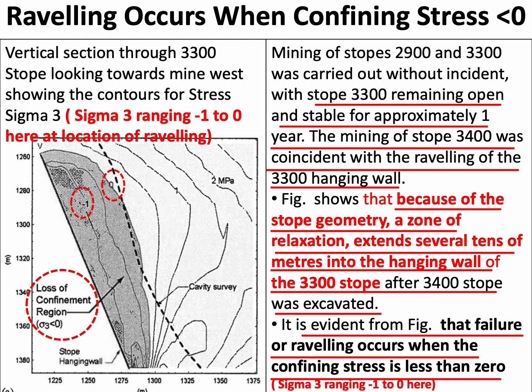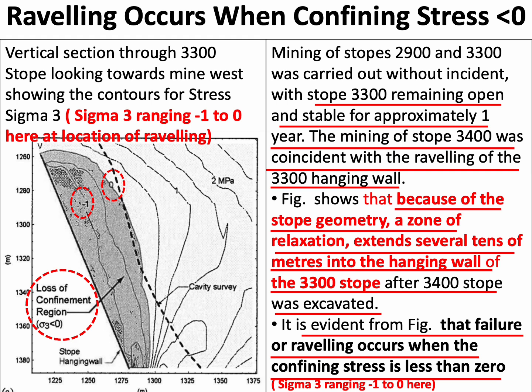Vertical section through 3300 stope looking towards the mine west, showing contours for stress sigma 3 ranging from -1 to 0 here at the location of raveling. If we see, the cavity that had formed has this profile, and these stress contours are showing sigma 3 less than 0 and -1, and they show this region has lost the confinement. The stresses have become less than 0.